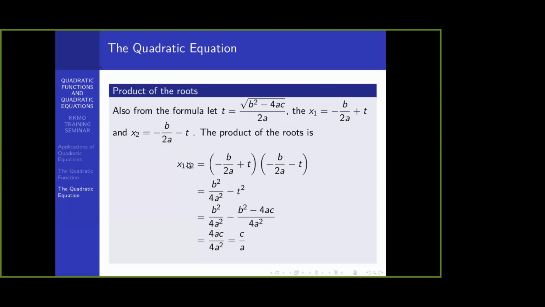So those are the two roots, and if we multiply them, it will be as if we are multiplying a difference of two squares. Using the formula for the difference of two squares, we're able to rewrite it as b squared over 4a squared minus t squared. But we know what t squared is. It is this thing. If we square it, we'll lose the root sign, and the bottom will be 4a squared, and that's what we have here. And when we simplify all this, we end up with c over a. So the product of the roots will always be equal to c over a, which are the coefficients of the quadratic function.